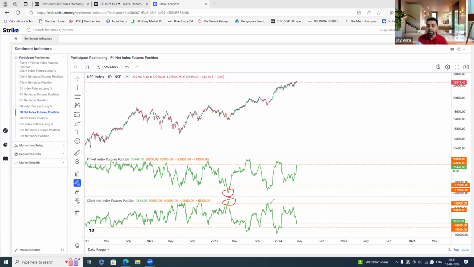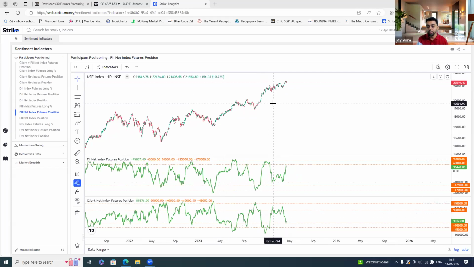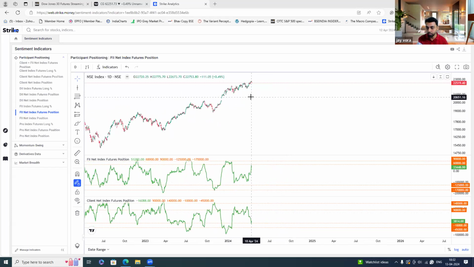bottom can occur. Even you can see over here, यहाँ पे काफी ज्यादा नेट शॉर्ट थे FIIs, and यहाँ पे clients were net long to its extreme, and that's where a meaningful bottom occurred. Now over here as well, there were many reasons to think, and I will come to this in a while, that there were many indicators flashing that a short-term correction could be complete. So I'll come to that in a while.